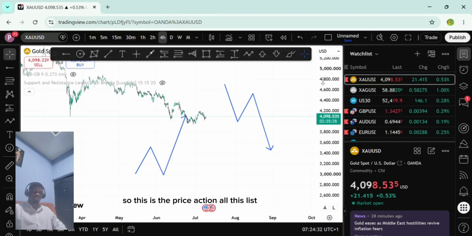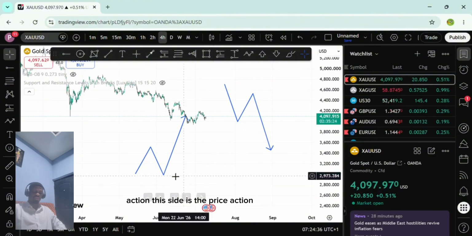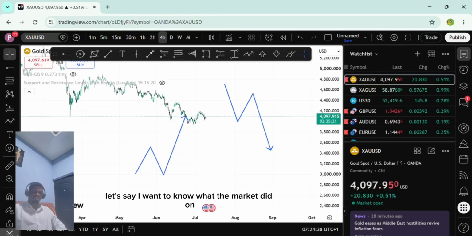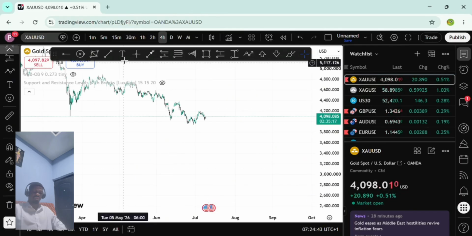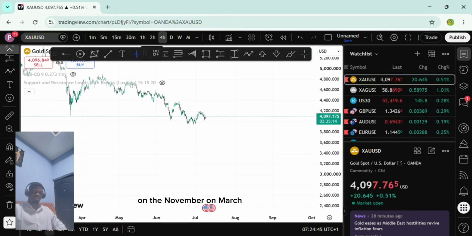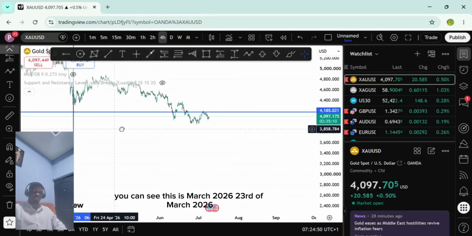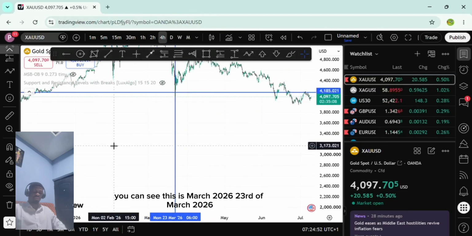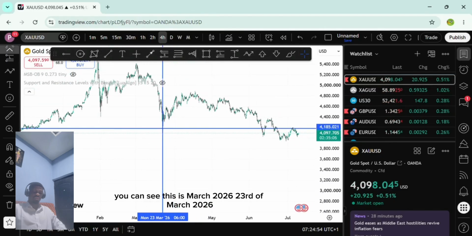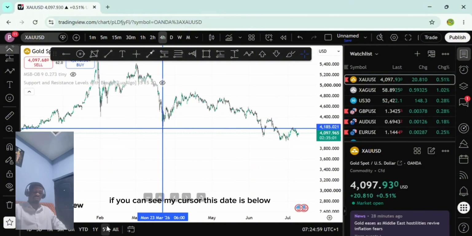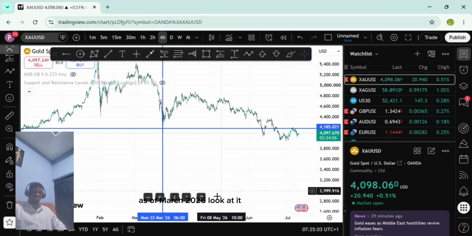So this is the price action. All this list that you are seeing here is the price action. This side is the price action, while here is the date. Let's say I want to know what the market did in November or March. You can see this is March 2026, 23rd of March 2026. Look at the date below. If you can see my cursor, this date is below. This is what the price action is saying as of March 2026.